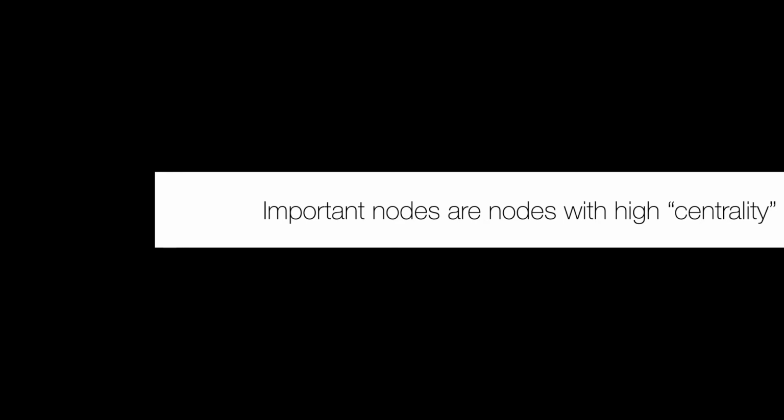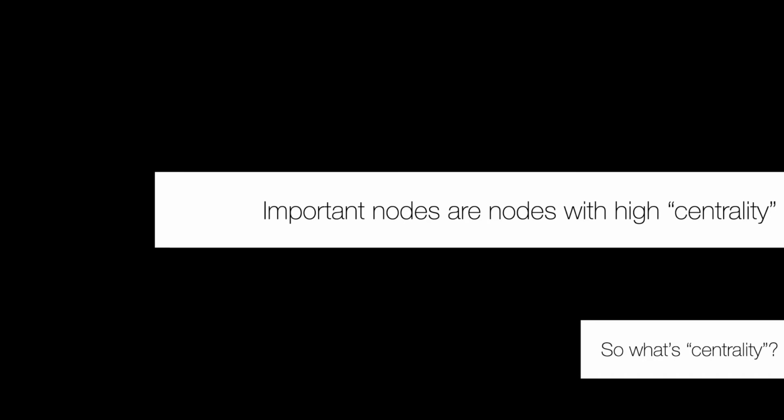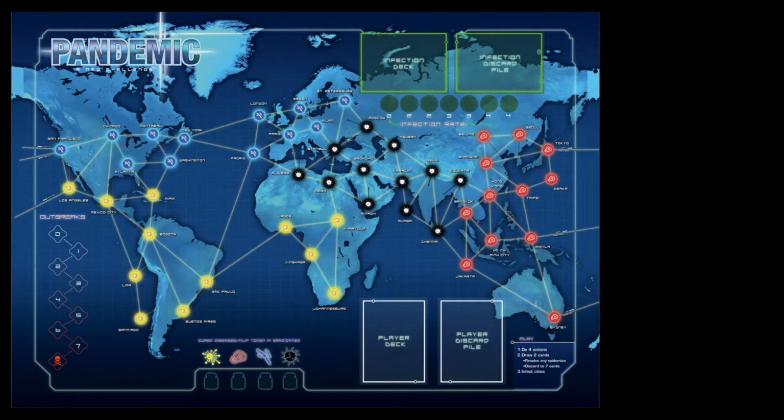Well, we're going to sidestep this question and say we'll define important nodes as being nodes with high centrality, where centrality will become this metric that we use to measure importance. But we really haven't answered the question of what it means to be important, because all we've done is created a label for this, but we've not actually said what centrality is.